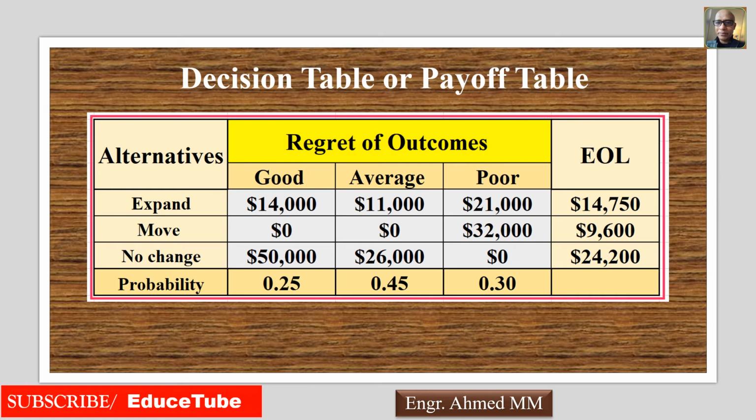These are the tables. All these values are the regrets from the previous table, and this is the probability. Now our task is to find this EOL, expected opportunity loss. So these three values, how will we generate? Let's see one by one. First I will show in expand row.